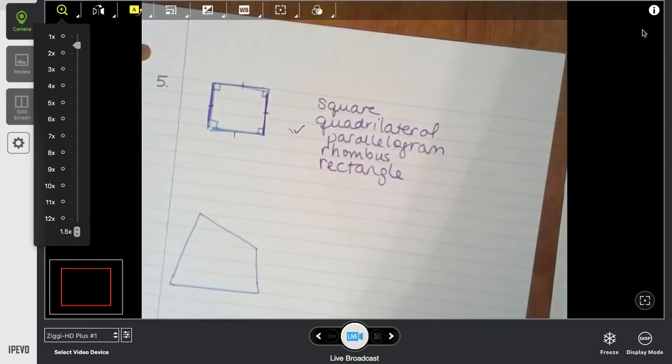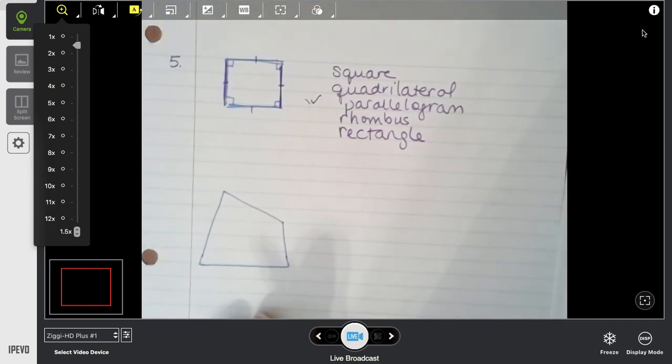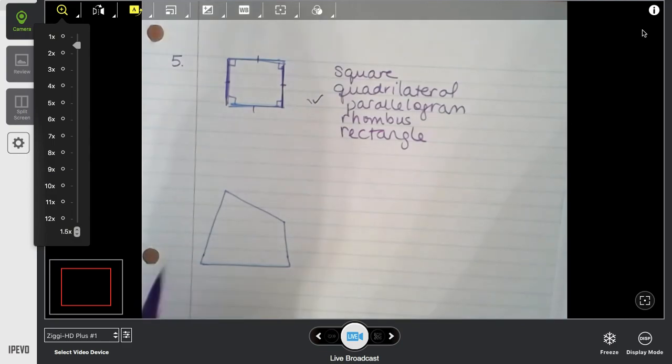A shape or polygon can be a rectangle and a square. A square actually is a rectangle. It just happens to have all 4 sides the same. All right, let's look at number 6.